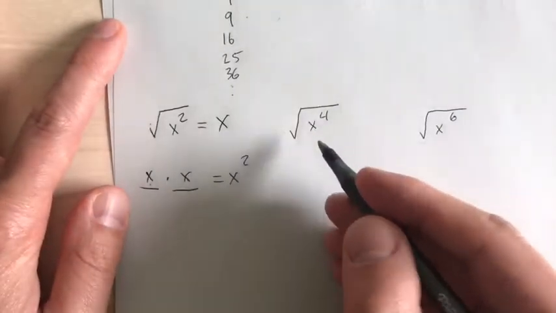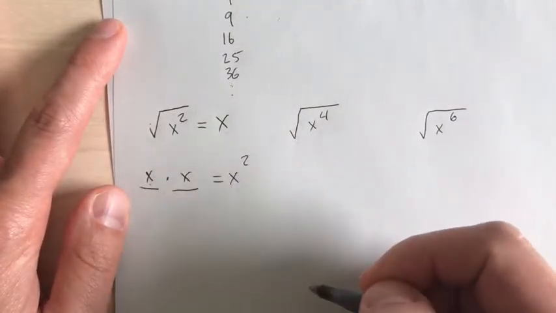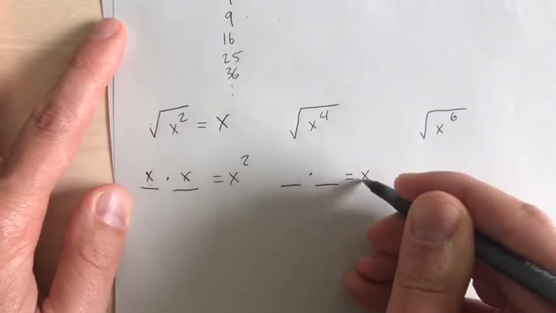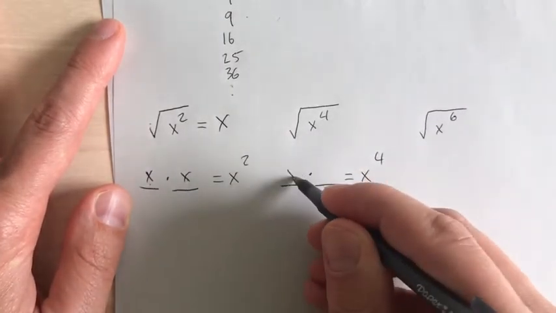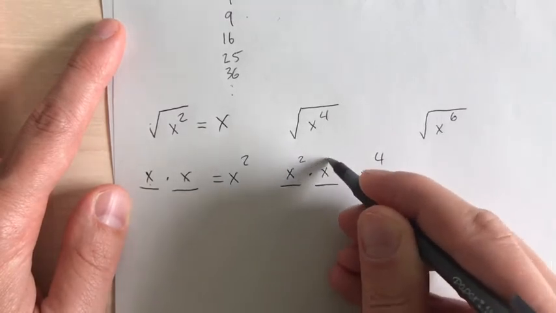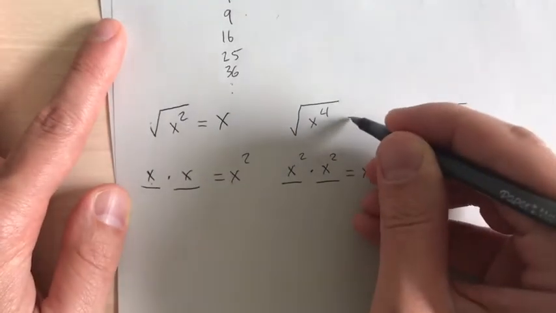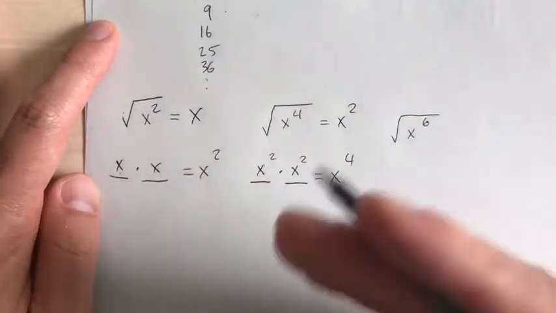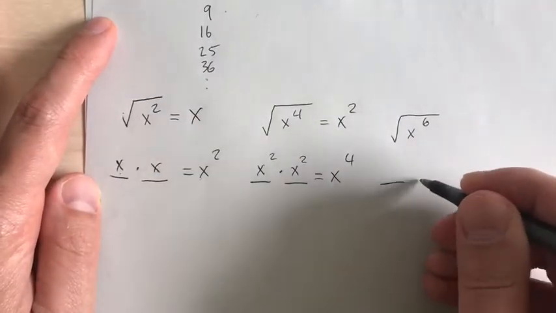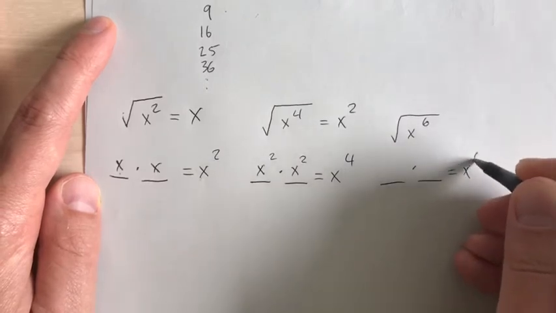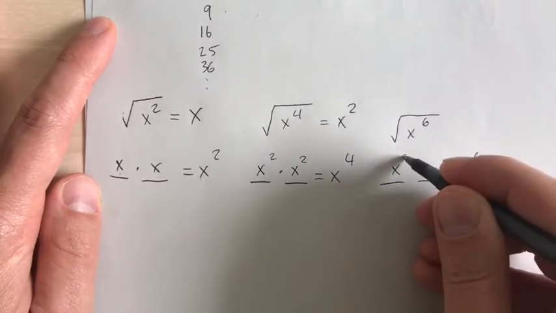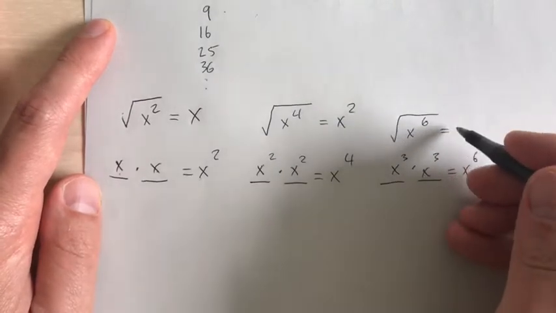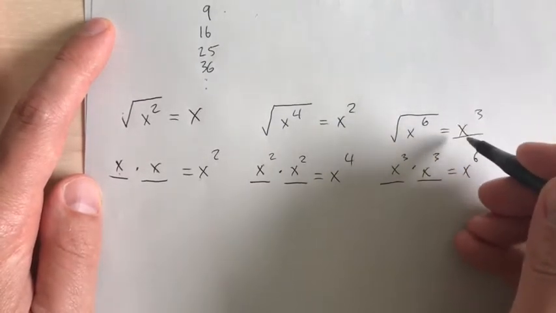You can ask the same question for this. What squared equals x to the fourth is what the square root is asking. What times itself equals x to the fourth? Similarly, x squared times itself would get you x to the fourth. So this would just be x squared, right? And if you're kind of guessing the pattern, what times itself equals x to the 6, you've probably guessed x to the 3 times x to the 3 would be x to the 6. So the square root of x to the 6 would just be x to the 3.